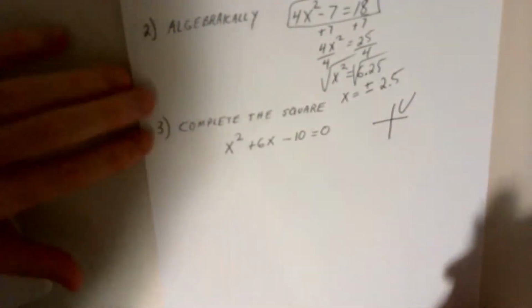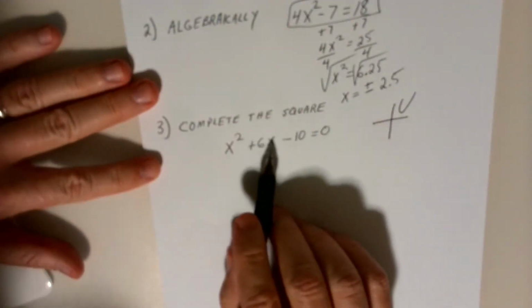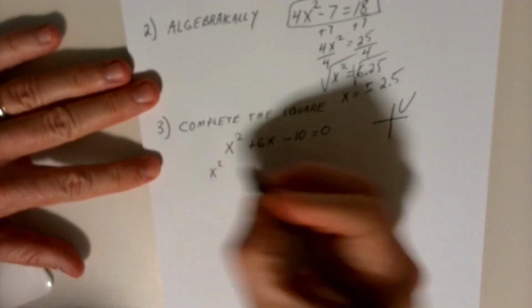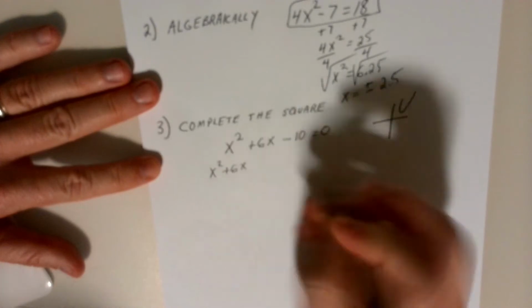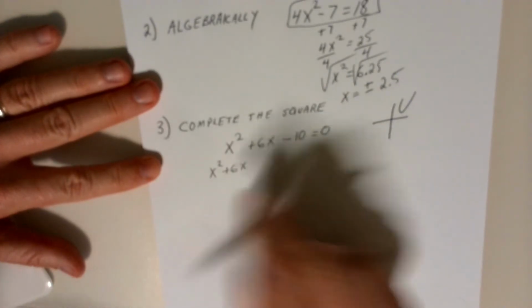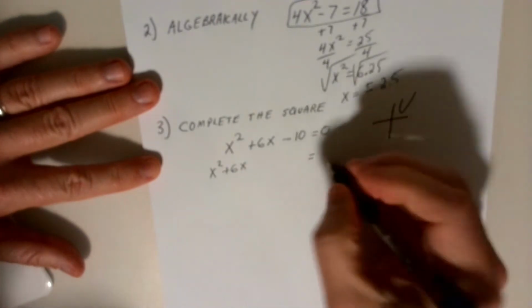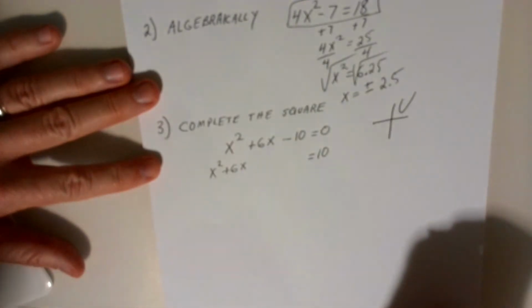So we're gonna talk about this process called completing the square now. So completing the square, basically you do this, okay? You're going to take x squared plus 6x. You're going to take all the things that have the letters in them. You put them on one side of the equation. You're going to put the numbers on the other side. So when I move the negative 10 over, I get positive 10.